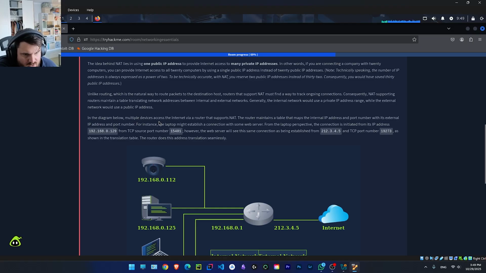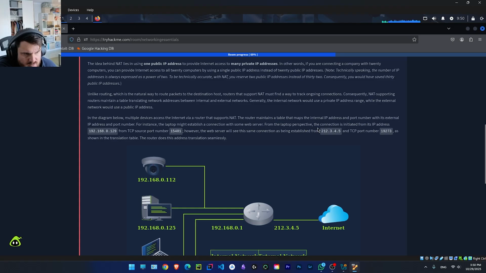In the diagram below, multiple devices access the internet via a router that supports NAT. The router maintains a table that maps the internal IP address and port number with its external IP address and port number. For instance, the laptop might establish a connection with some web server.